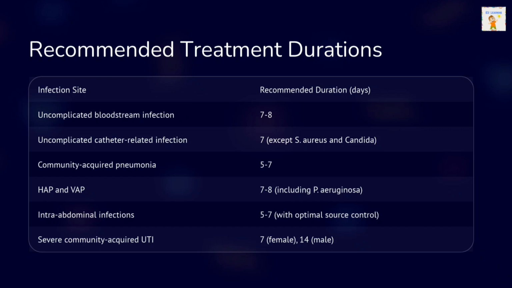These are the recommended days of treatment. You can see uncomplicated bloodstream infection, uncomplicated catheter-related infection, community-acquired pneumonia, HAP, VAP, intra-abdominal infections, and severe community-acquired UTI. Generally, the duration is 7-8 days. We should be careful when treating complicated bloodstream infections or CRBSIs, and when treating Candida and Staph aureus, we should consider a longer duration of antibiotics. Also, for complicated male UTIs, we should consider prolonged use of antibiotics for up to 2 weeks.